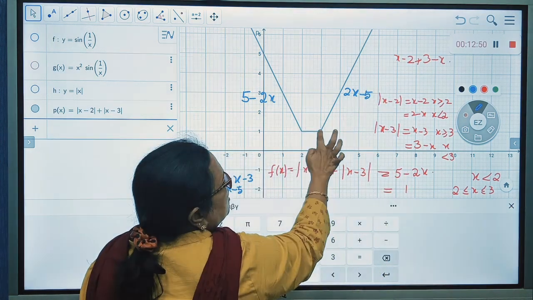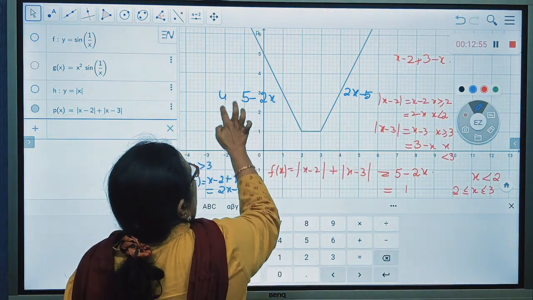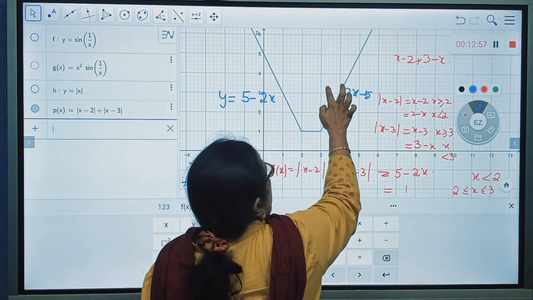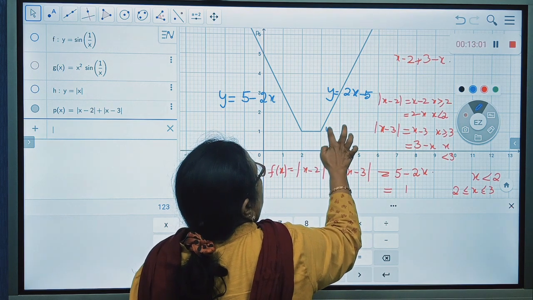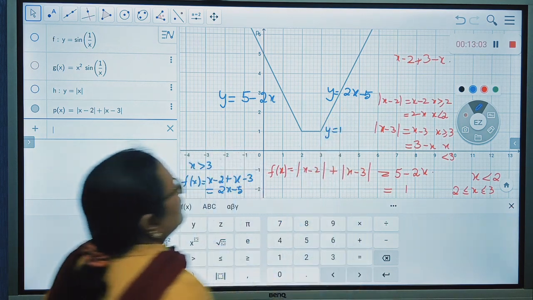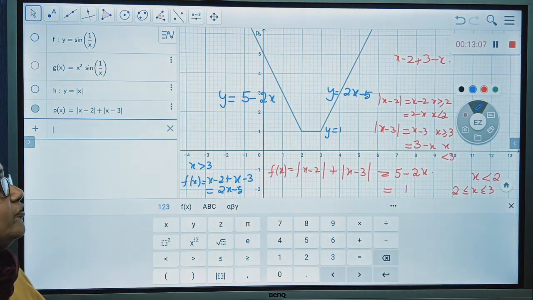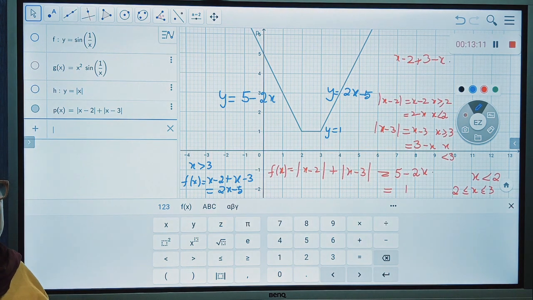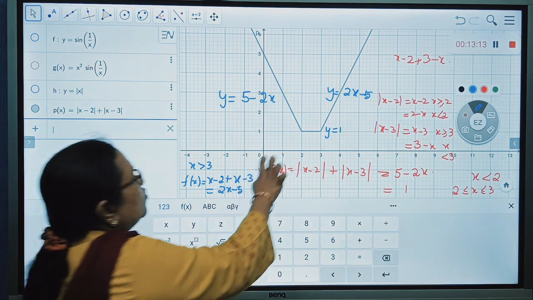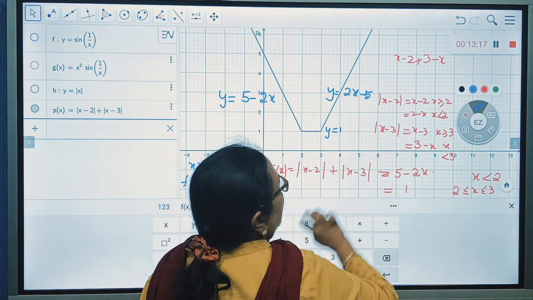And what is this portion of the graph? y equal to 1. So this is y equal to 5 minus 2x. This is y equal to 2x minus 5. This is, as you can see, y equal to 1. So how does the graph look? The graph looks like a bucket, or you can call it a trough. We normally call such a graph a trough. So this is y equal to 1 between 2 and 3. So it matches with our definition.